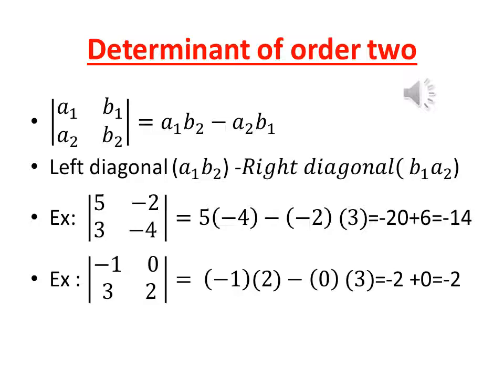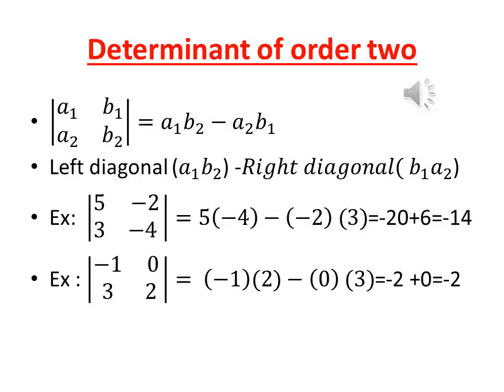How do we get the value of the determinant, the value of these numbers? To get the value, we have the diagonals: the left diagonal and then the right diagonal. The left diagonal is A1, B2. The second diagonal is B1, A2. Why? Because it is a square determinant, 2 by 2. So to get the value of the determinant, we multiply A1 times B2 minus B1 times A2. Left diagonal minus right diagonal.